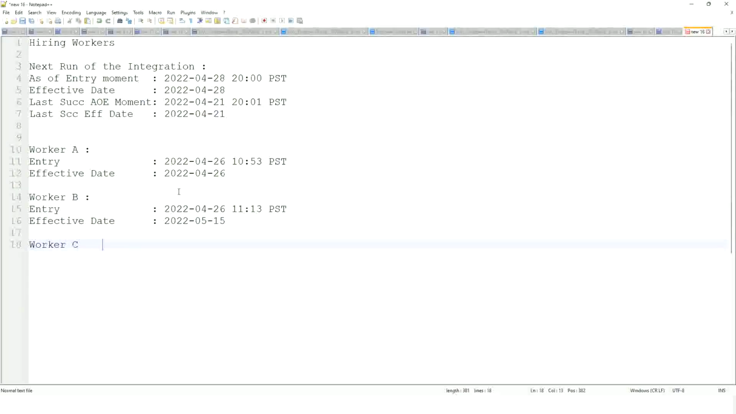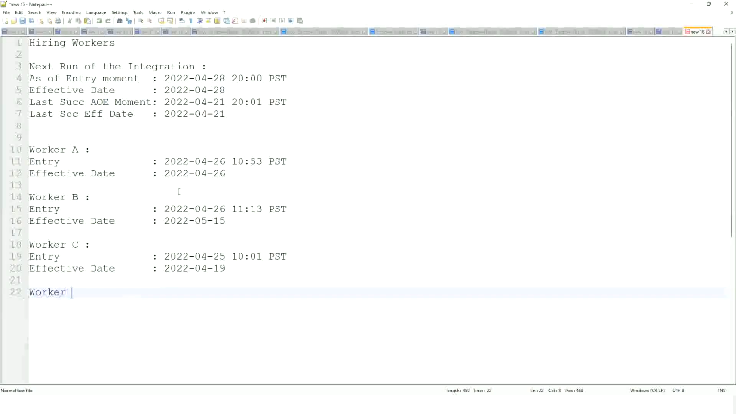Then we have a worker C. The worker C, the entry was made on 2022-04-25, let's make it 25, something different, at 10 a.m. PST. The effective date for this hire was 2022-04-19. It's a past dated entry for worker C.